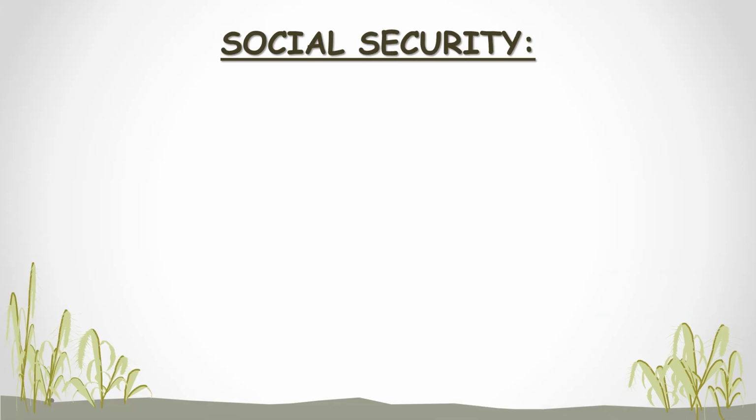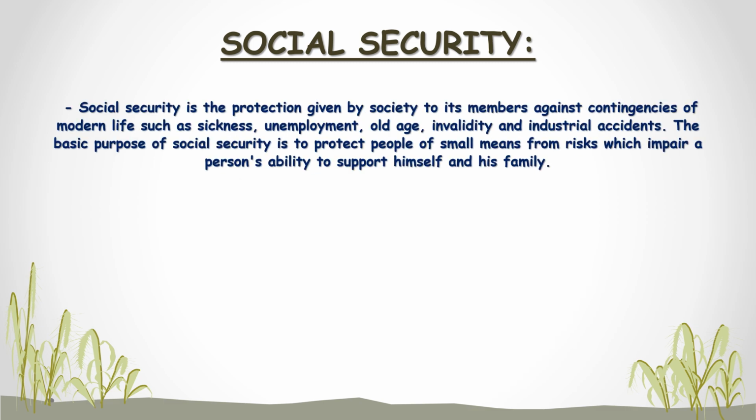Social Security is the protection given by society to its members against contingencies of modern life such as sickness, unemployment, old age, invalidity and industrial accidents. The basic purpose of Social Security is to protect people of small means from risks which impair a person's ability to support himself and his family.